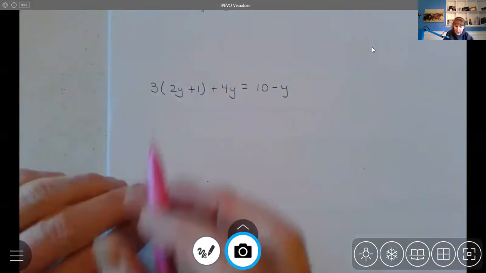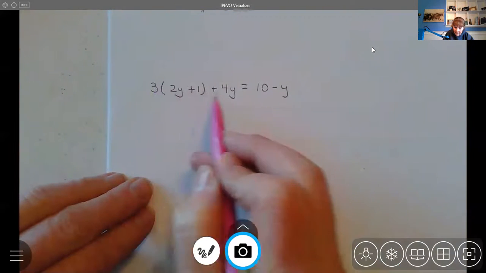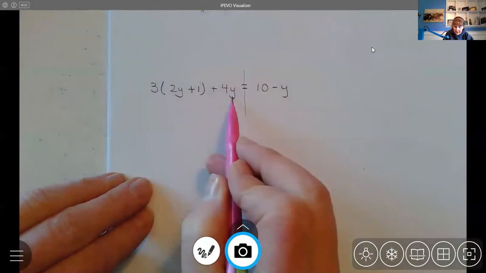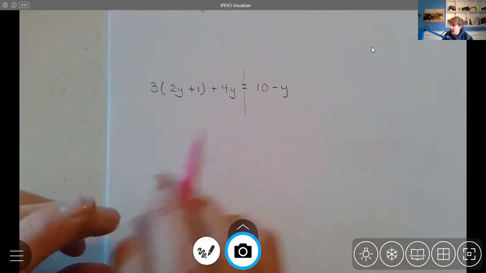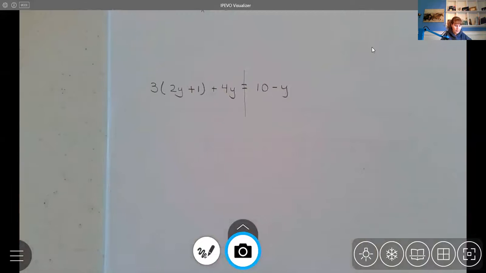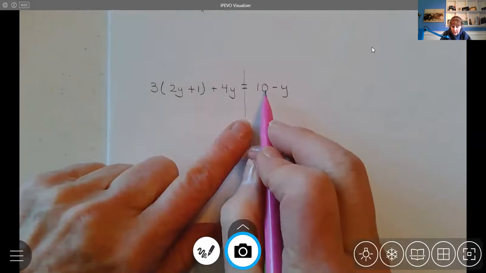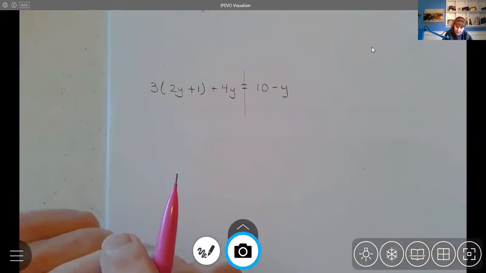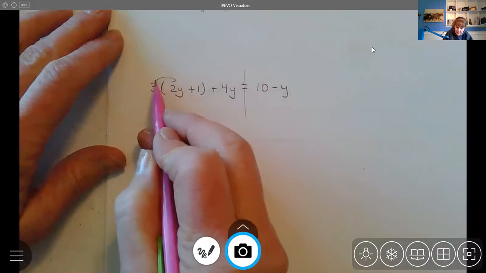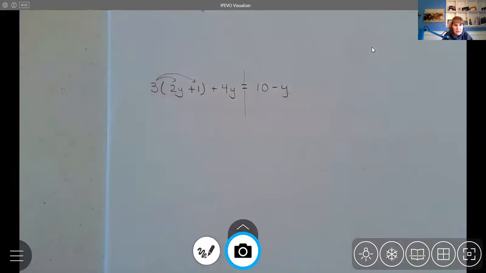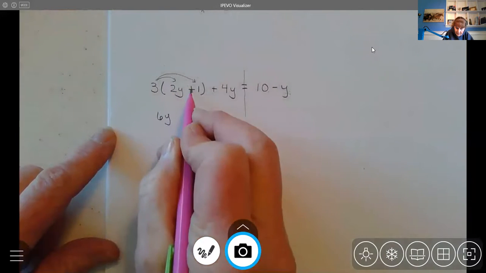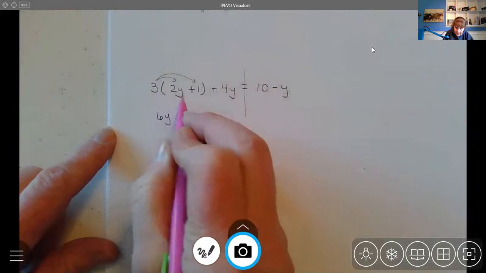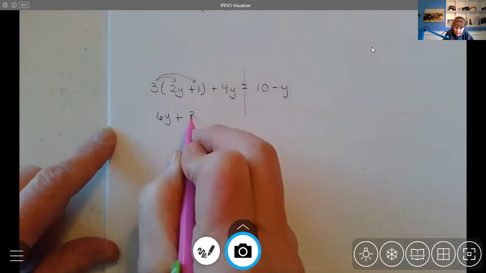Okay, now what we'll do here is we have to simplify this left-hand side. There's some like terms that we can combine. Over here on the right-hand side, there aren't too many like terms. There aren't any like terms. These two will have to stay separate. So we're going to use the distributive property first. Get rid of those parentheses using the distributive property. 3 times 2 is 6y plus 3 times a positive 1 is a positive 3.